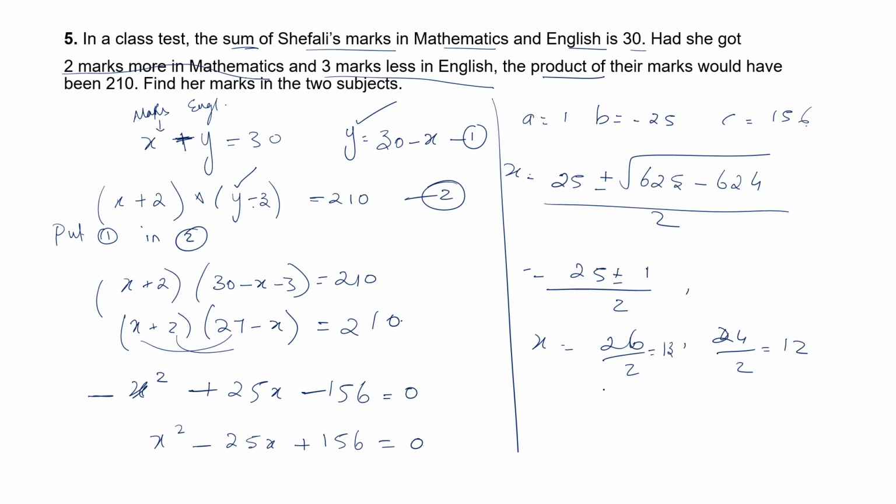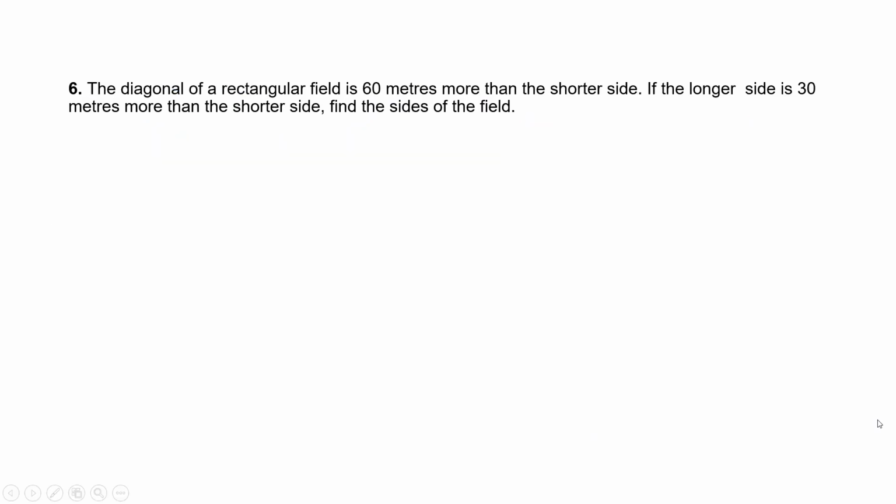Okay, so what is x? X is the marks in maths. If marks in maths is 13, then from the first equation, y is equal to 30 minus x. So x we have found 13, so y is 30 minus 13, 17. If maths mark is 13, then her English mark will be 17. If maths mark is 12, then her English mark will be 18. Okay, so that's it.